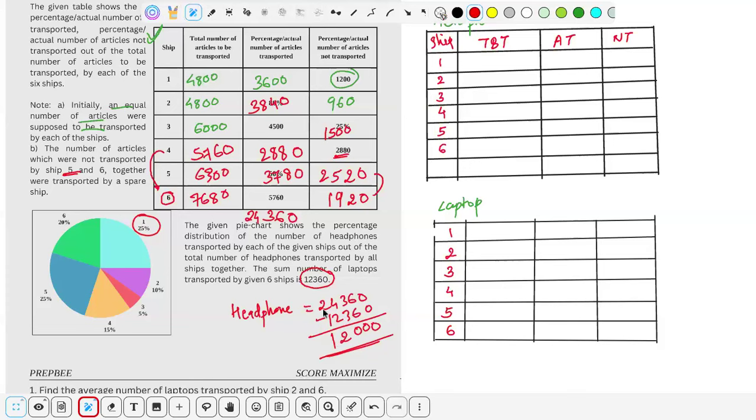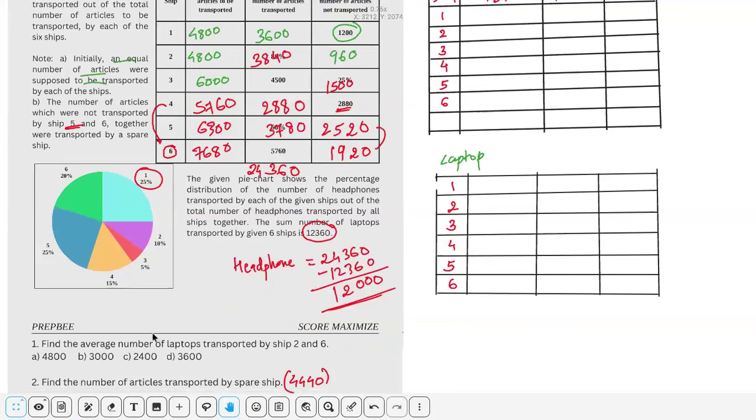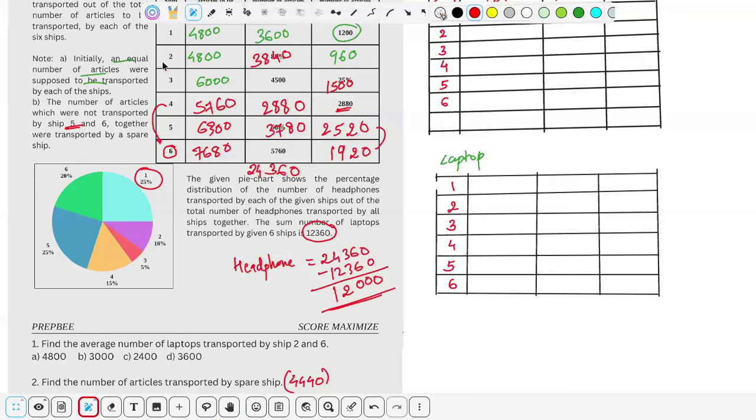Or solving these instead, what I can do, I would go for question by question. Let's see. Find the average number of laptops transported by ship 2 and 6. शिप 2 और 6 ने कितना ट्रांसपोर्ट किया है? तो ये है 2, ये है 6. इन दोनों के ट्रांसपोर्ट का एवरेज नंबर मुझे चाहिए. सो इफ आई सिंपली सब्ट्रैक्ट number of headphones transported by these ships, I could simply get the answer, right?